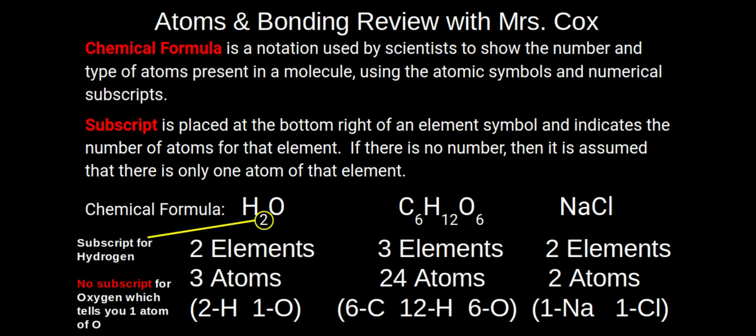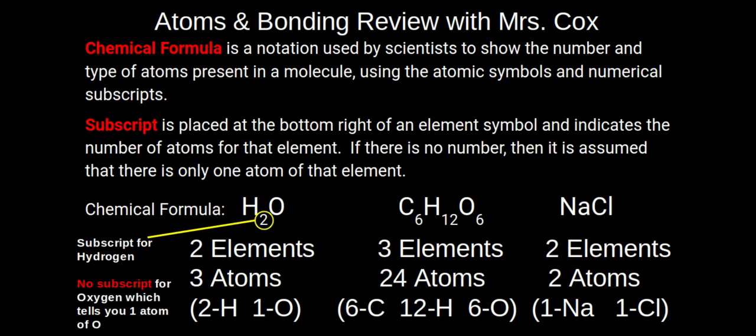So on this slide, I've got 3 chemical formulas: H2O, C6H12O6, and NaCl. Okay, H2O, I've got that circled in yellow, the little 2, that's the subscript for hydrogen. Remember the 2, it's going to be on the right side. If it's on the right side of that letter, it goes with that letter. So hydrogen, the little 2 is on the right of hydrogen, so it goes with hydrogen. Remember, if there's no little subscript, you assume that there's only 1. So what I'm seeing for H2O, 2 elements, 3 atoms, so 2 hydrogen and 1 oxygen.